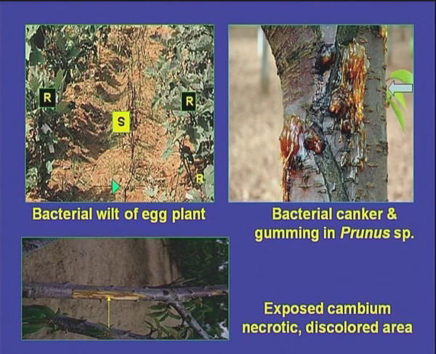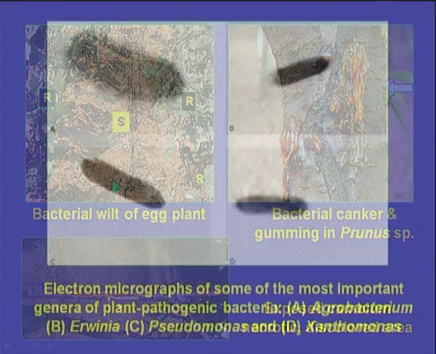Here, after the bacterial infection, the spots emerge out from the trunk of the trees, and the margins of the spots produce gum, which you are seeing here. Then when such infected plants are exposed and the cambiums are shown here, you see the cambiums are showing necrotic and discolored areas.